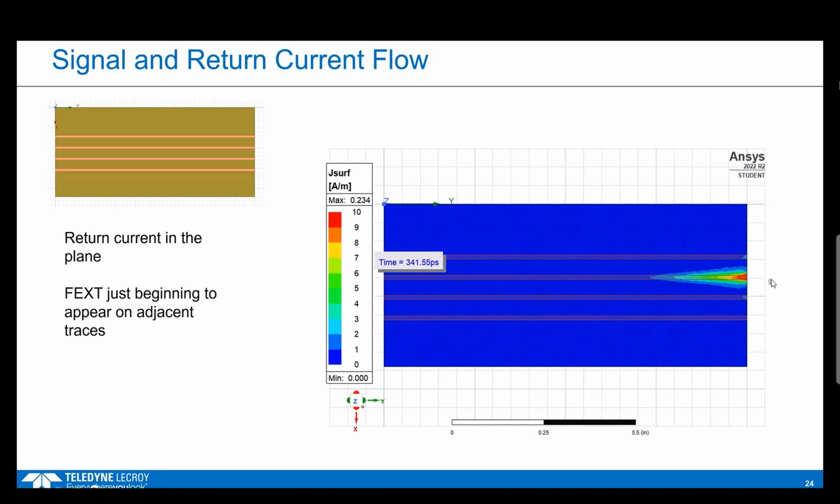We send a little pulse down, it's well confined, it stays localized, with a tiny little bit of far-end crosstalk that we can see appearing over here as the signal propagates. If you pay attention, you'll see we're getting a little bit, there it is, a little bit of far-end crosstalk that's coupling underneath the adjacent signal lines, tiniest little bit.